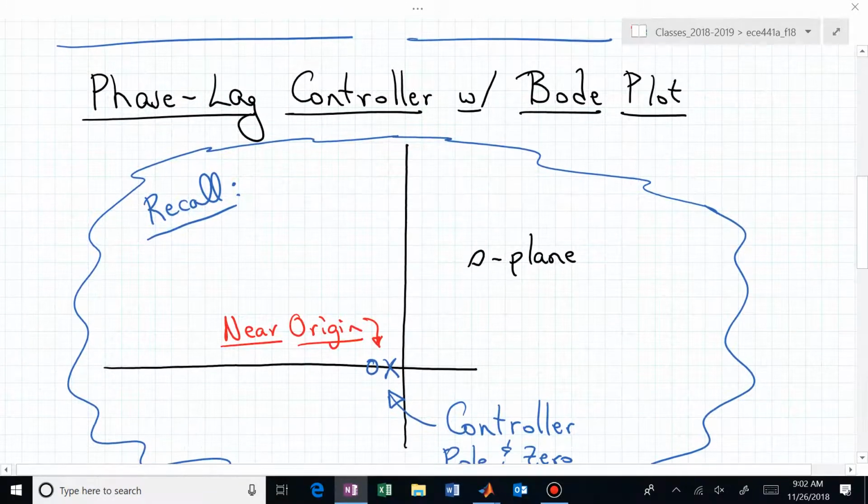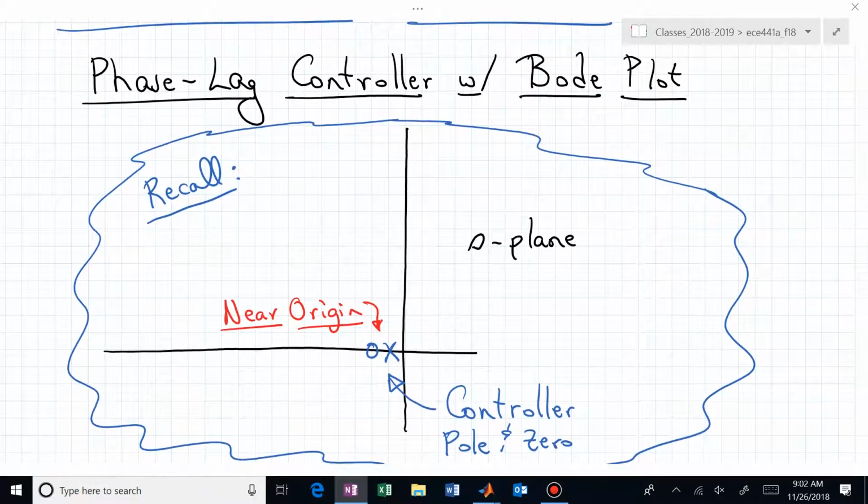But here's the idea in the S-plane. In the S-plane, a phase lag controller happens very close to the origin, if not right at the origin. You have a pole now to the right of a 0 in a phase lag controller. The phase lead had just the opposite. The 0 was closer to the imaginary axis, and they could be a considerable distance away from the imaginary axis.